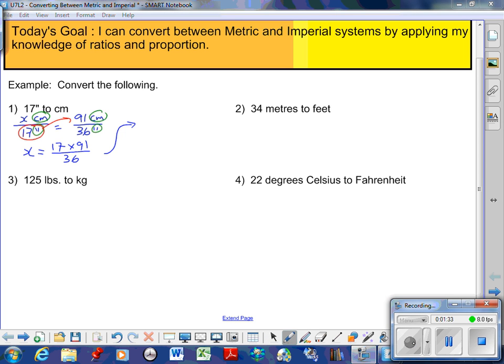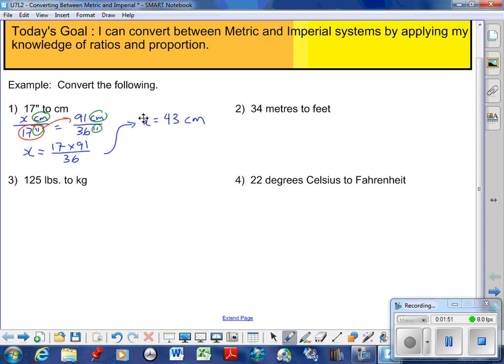And it comes out to be pretty much 43, let's call it. So 43 centimeters. It's an approximation. We can do the decimals, it depends on the context here, but 17 inches is approximately 43 centimeters. It's 42.97. So 43 centimeters.